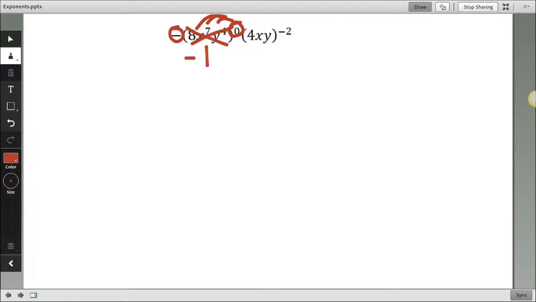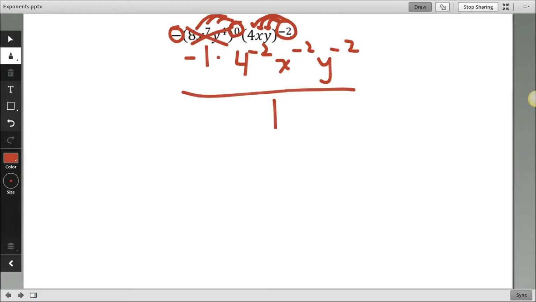Then I have to apply this negative 2 to everything inside this parenthesis. So that's going to be times 4 to the negative second power, x to the negative second power, y to the negative second power. And now's where I have to simplify. Remember I told you, anything with a negative exponent has to move. So we're going to treat this as if it's over 1. And remember, only the negative exponents move. So this has to move. This has to move. And this has to move.